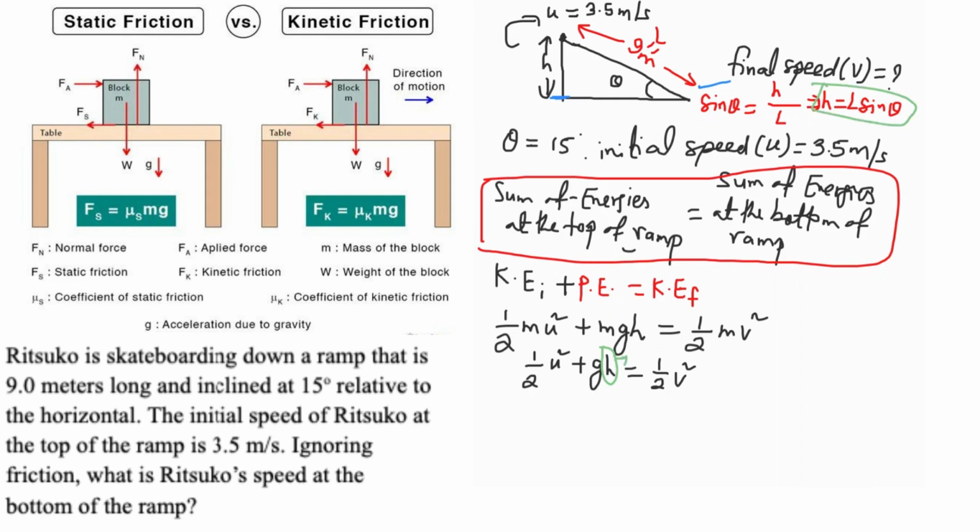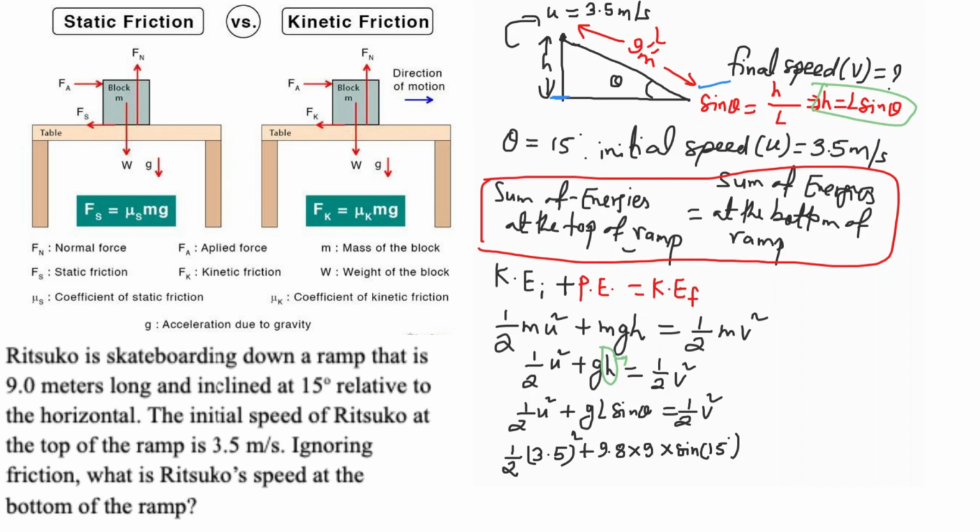That means I can write half of u square plus g, now the value of h is L sine theta, that is equal to half v square. Let me now plug in all the values. That is half u, what's the value of initial velocity? 3.5 meter per second, plus the value of g, 9.8, the value of length, that is 9 meter, and sine theta is given as 15 degrees.